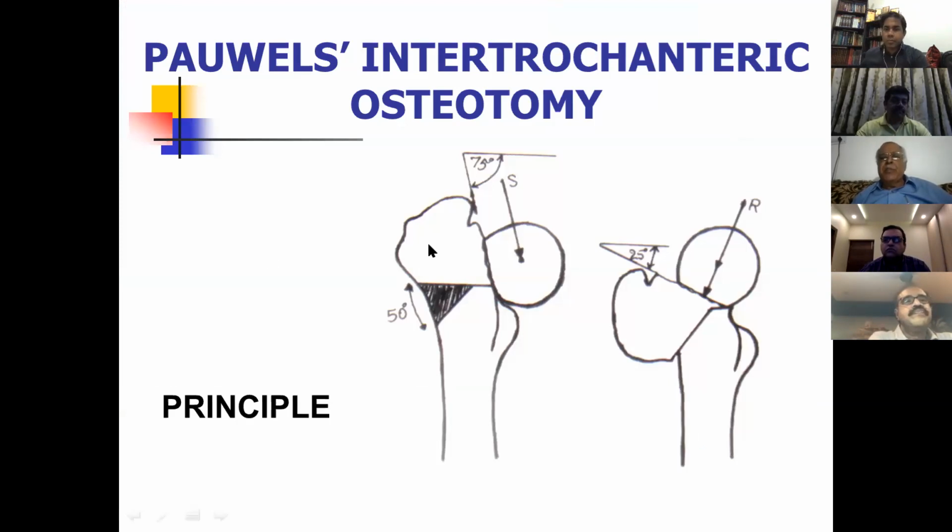Pauwels said that if you place the fracture surface at a right angle to the resultant of body weight forces, the fracture line is compressed. This is conducive to healing and the fracture heals. That's the principle. He too used to give a spica. See, the fragment is displaced medially under the fracture end. So this too resulted in shortening and stiffness because of the hip spica.